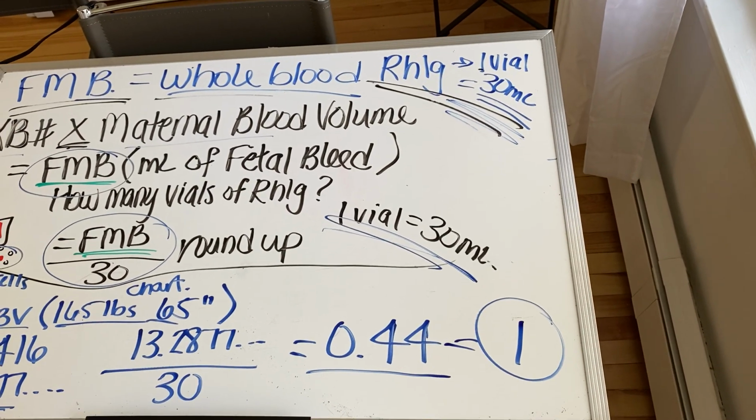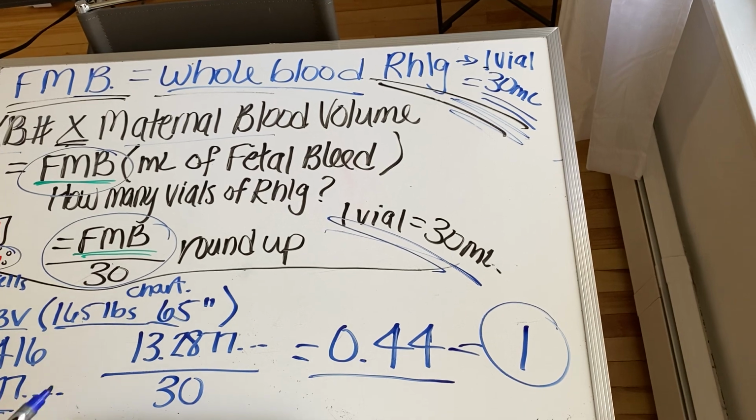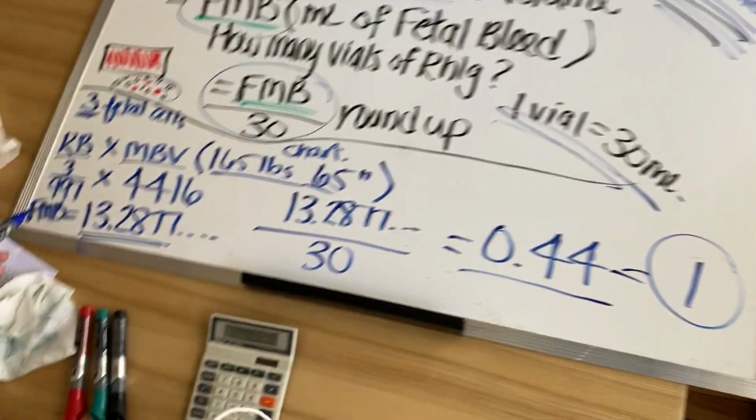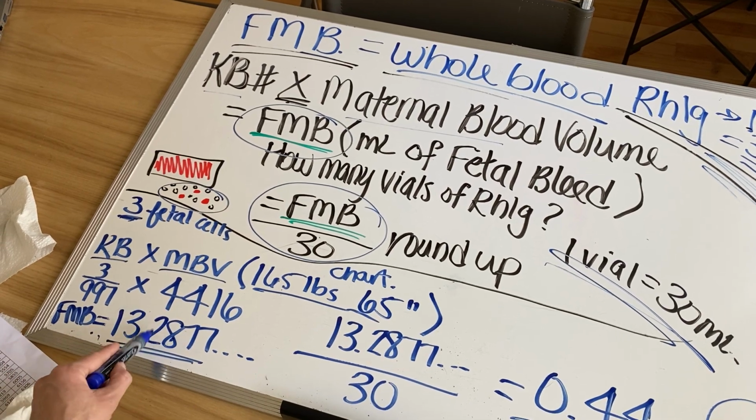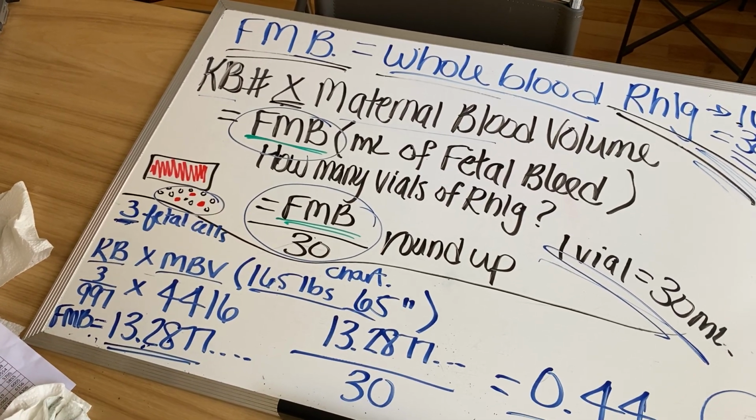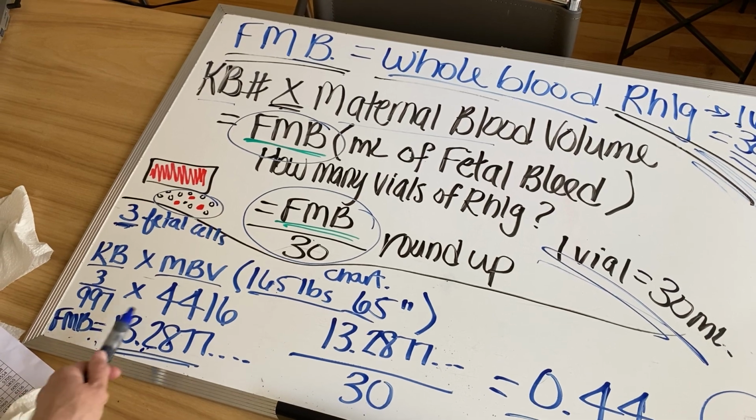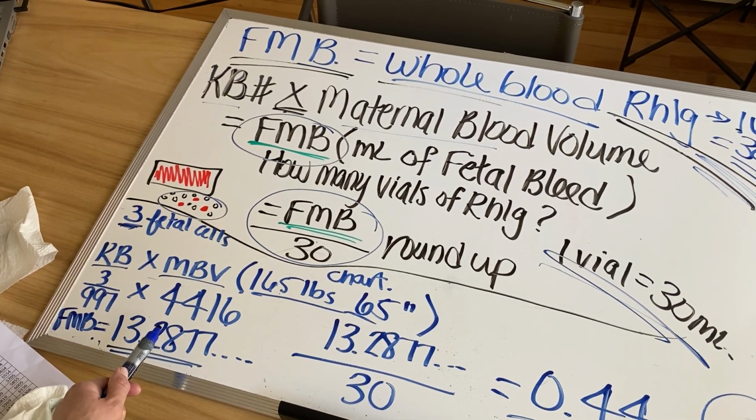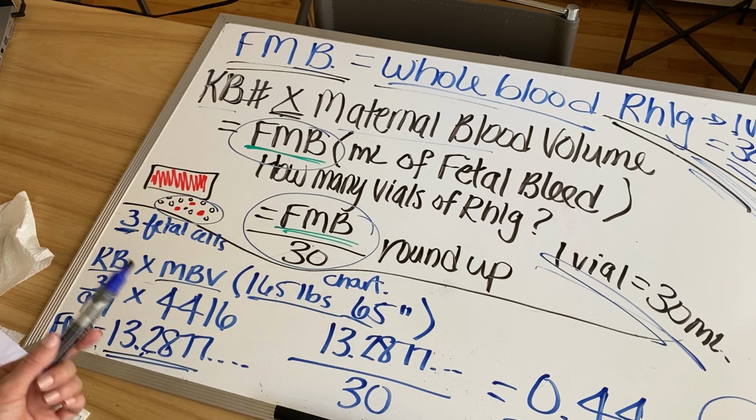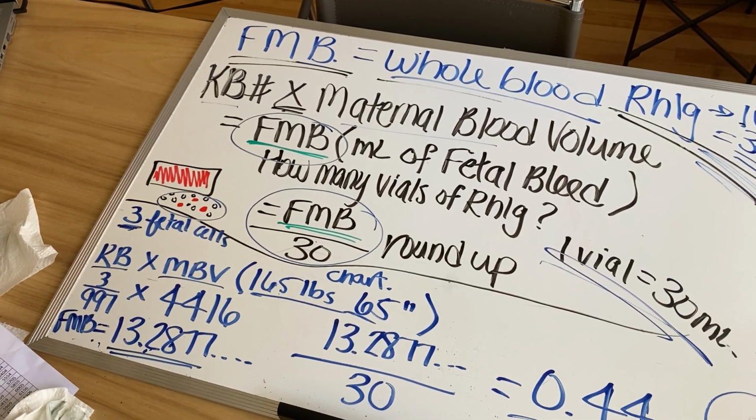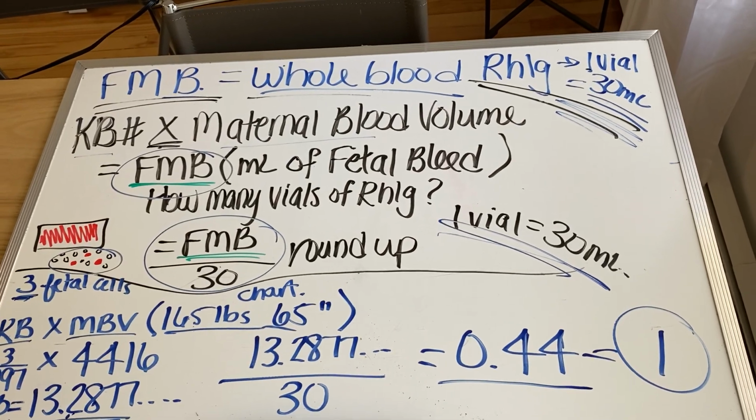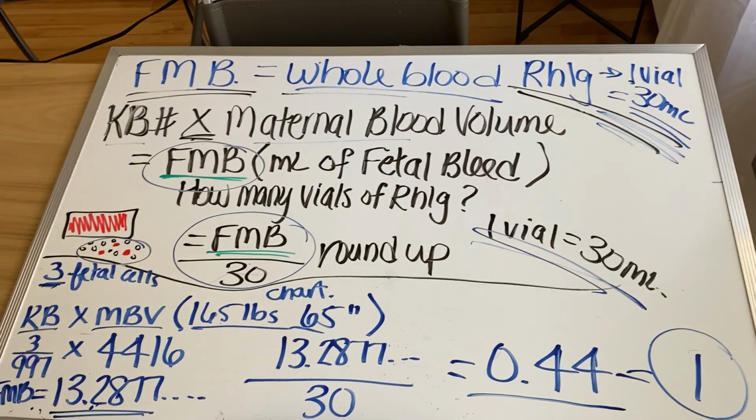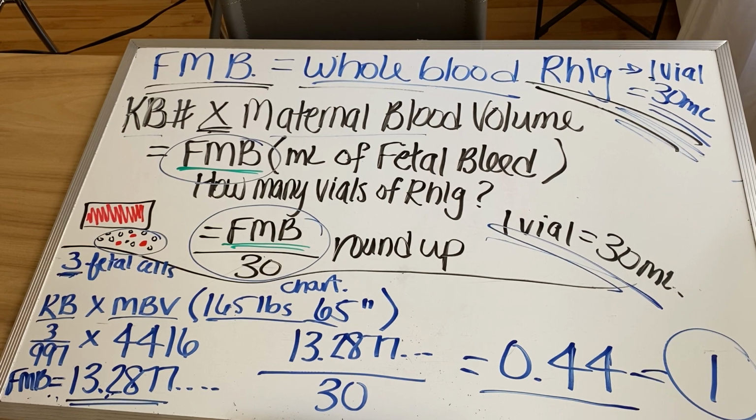And you can kind of guess in your head before you do this math. If your fetal maternal bleed is less than 30, you're only going to need 1 vial. If your fetal maternal bleed is greater than 30, but only by a little bit, like 31, 32, you're going to need 2 vials. So you can kind of guess, but you still have to show your work. There. So that is the math.